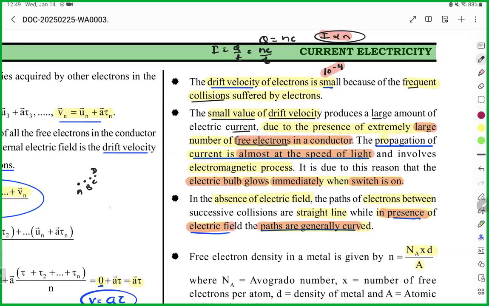Why curve? Because, for example, if you apply an electric field, here you have a positive charge for the electric field and the electron is moving, then the electron will move toward the positive. So the path will be curved. But if you don't have any charge, even if the collision is random, whatever collision will happen, it will happen in a straight line because there is no positive or negative charge to attract or repel. Understood?